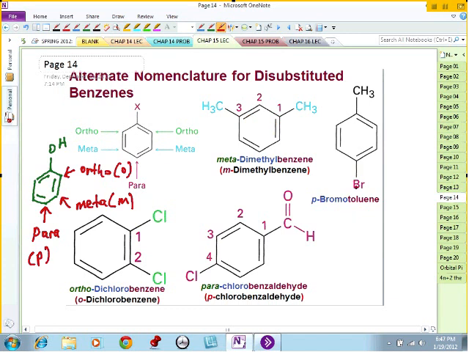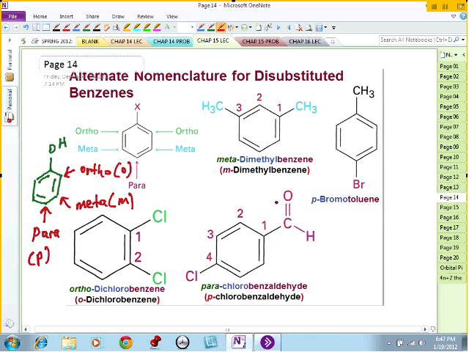Now here, what do we call this? The base name is toluene. So we simply call this p-bromotoluene. In other words, the bromine atom is in the fourth position relative to the methyl group of the toluene. So you could say p-bromotoluene.